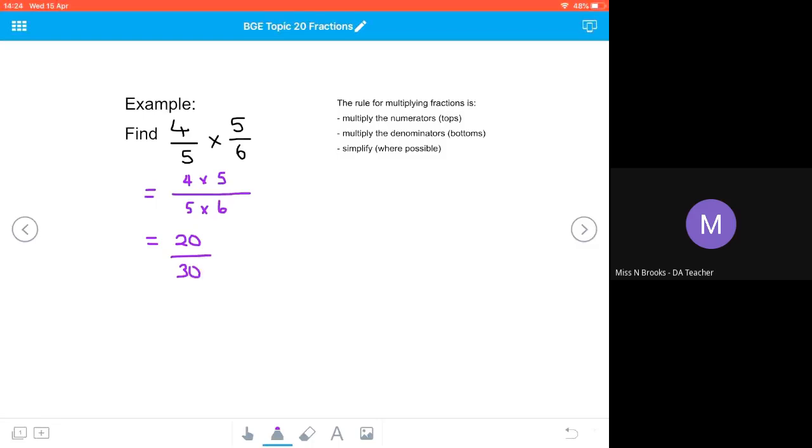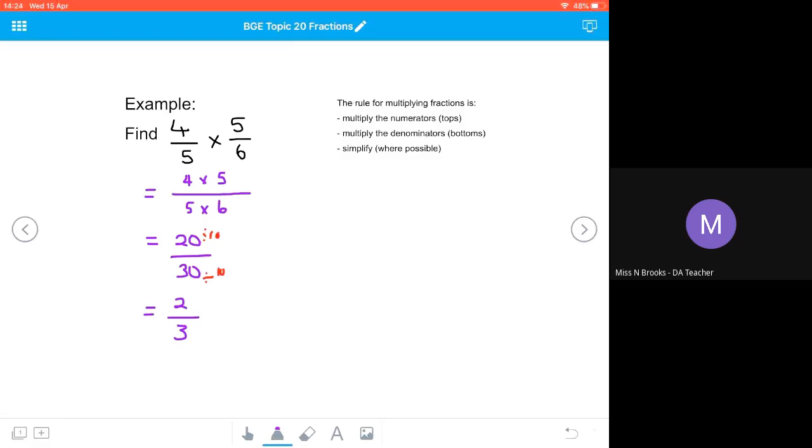Now this we can definitely simplify because you can see that both of these numbers are on our 10 times table. So if we come down here, we can divide 20 by 10, and that's going to give us a new numerator of 2. And we can divide 30 by 10, because remember, to make an equivalent fraction or to simplify a fraction, whatever you do to the numerator, you have to do to the denominator. So 30 divided by 10 gives you 3. And so 4/5 times 5/6 is 2/3 in its simplest form.